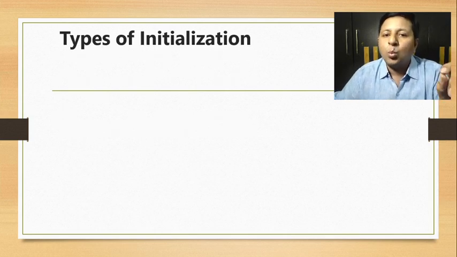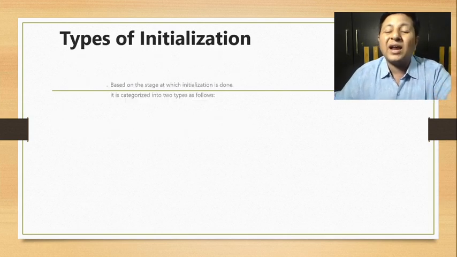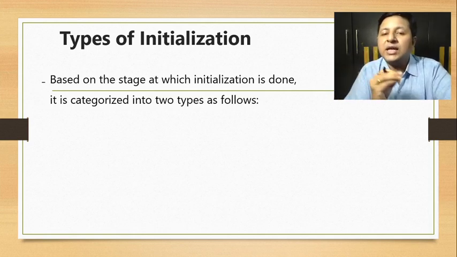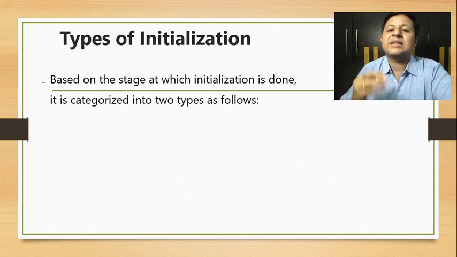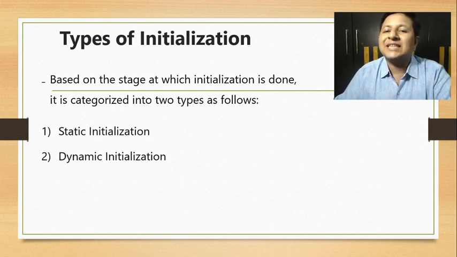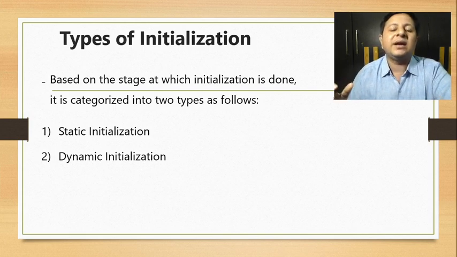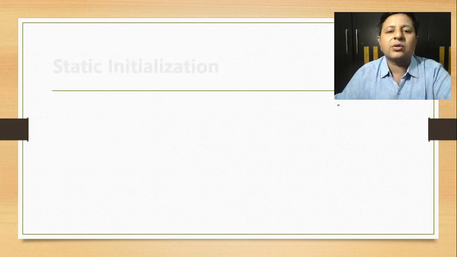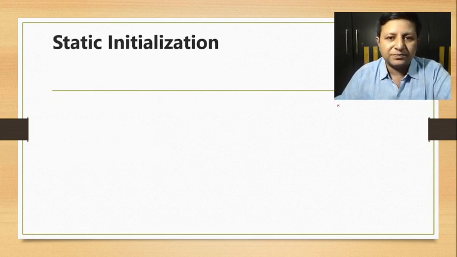See, based on when we do initialization, or at what stage the initialization is being done, variable initialization is categorized into two types. The first one is called static initialization and the second is called dynamic initialization. Fine, let's look at the individual ones. Okay, so first is static initialization.